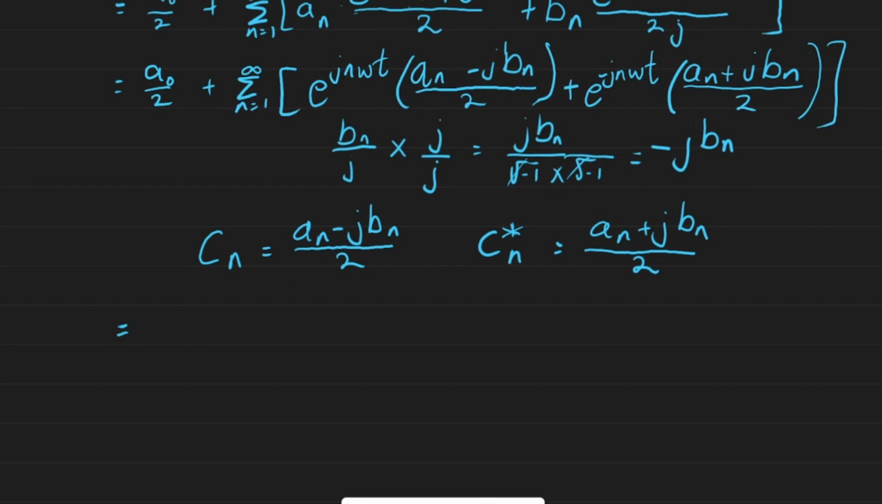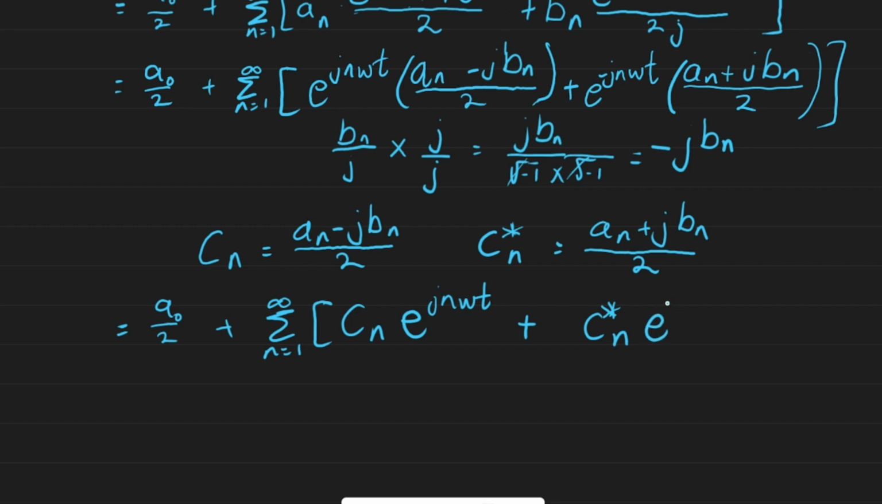So when we do that, of course, we get a naught over 2, and we have our sum. Okay, we have cn, then we have e to the power j n omega t, and we have c star n, and we have e to the power minus j n omega t.